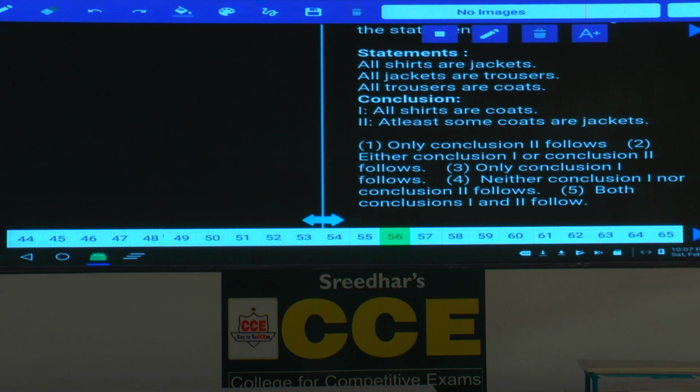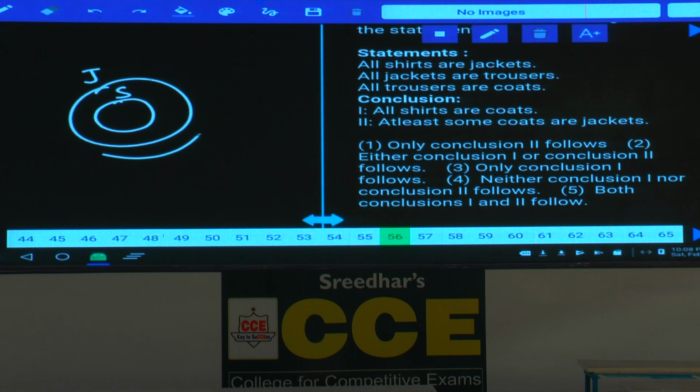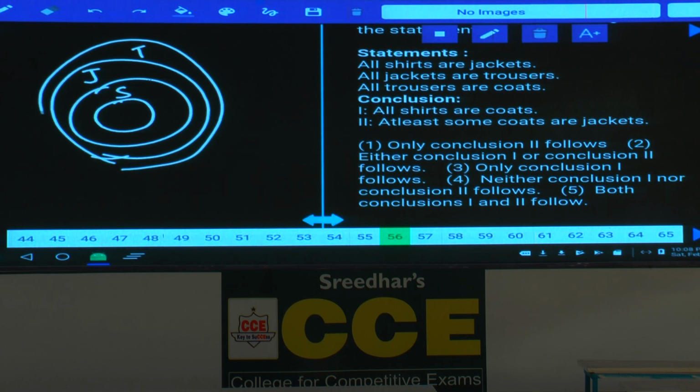All shirts are what? All these shirts are jackets. All shirts are jackets can be written like this. All jackets are trousers. And all trousers are what? All these trousers are coats as well. All trousers are coats. Now with the help of this basic diagram, all shirts are coats, true or false? It is definitely true. Next one, some coats are jackets is also true. Hence both 1 and 2, that is choice 5. Question number 56, it is choice 5.